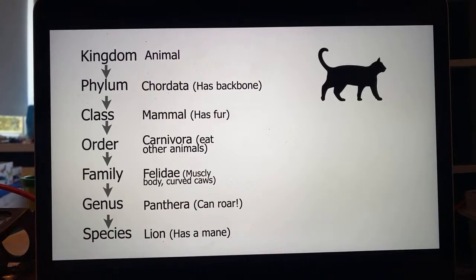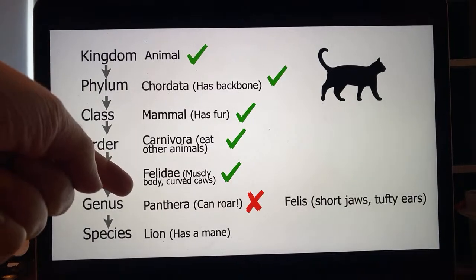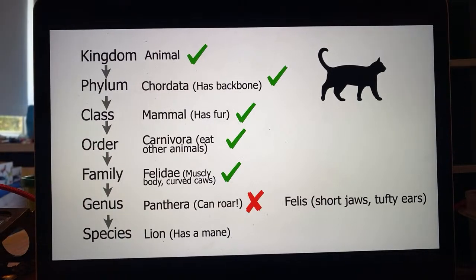Okay, so for example, if you've got a house cat, a house cat is in the animal kingdom. It's got a backbone. It does have fur. It can give milk to its baby, so it is in the class mammal. It definitely does eat other animals, so it's in the order Carnivora. It does have a muscly body and curved claws, so it's in the Felidae family, but it can't roar, can it? So that's as far as a house cat could go on this particular thread of the tree, because it's in a different genus. It's actually in the genus Felis. This is all the animals that have got the muscly body and the curved claws, but short jaws, tufty little ears.